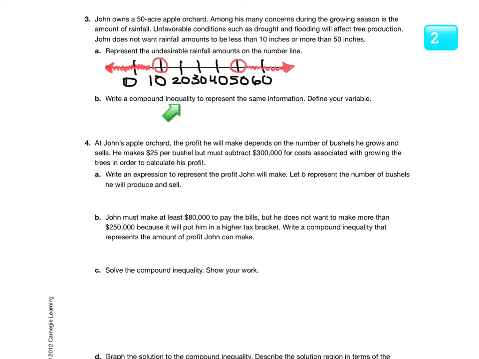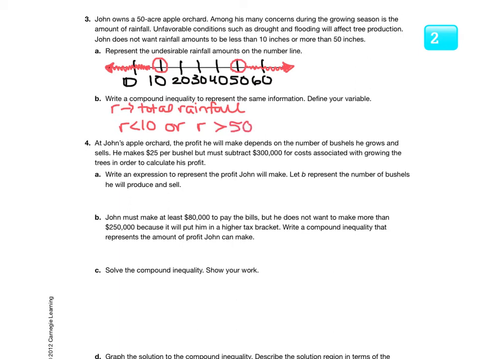Write a compound inequality to represent the same information and define your variable. So we're going to let R represent total rainfall. So R is going to be total rainfall. And then we need to represent it with two inequalities because we first have the drought situation and then we have the flooding situation. So R less than 10 or R greater than 50.